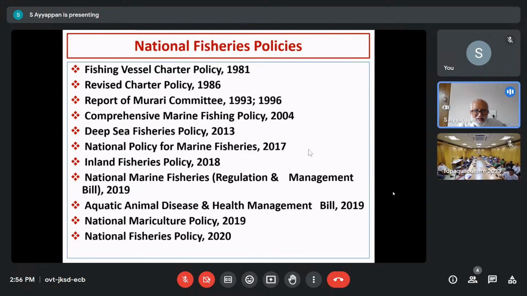Marine fisheries. Then we had the inland fisheries policy in 2018, national marine fisheries 2019. Then the aquaculture animal disease health management bill in 2019. Then we had a mariculture policy in 2019. But further, what was discussed was we'll amalgamate all these policies and have one comprehensive marine, inland fisheries and aquaculture policy, and that's where we now have a national fisheries policy 2020, enabling all those technologies, the projections for the future. So all those have been incorporated in this policy.